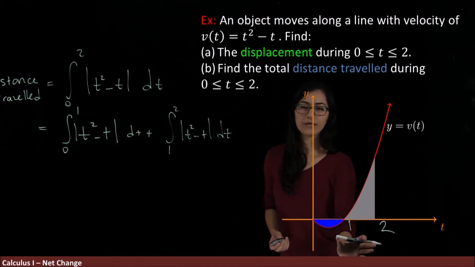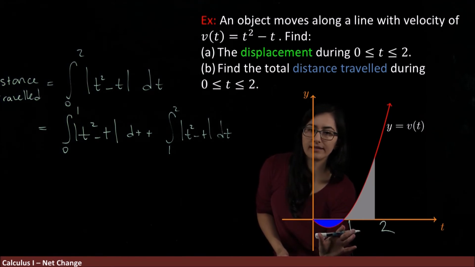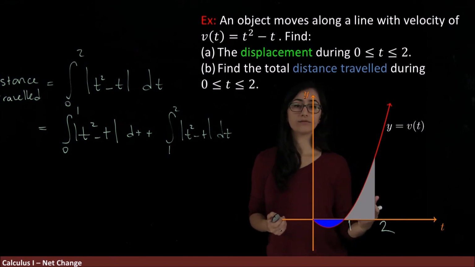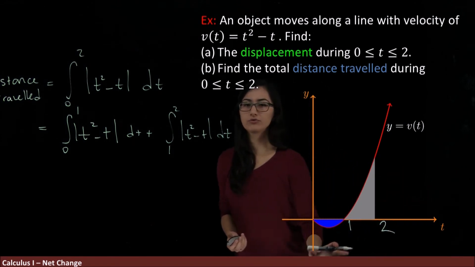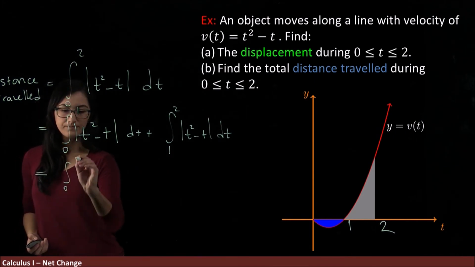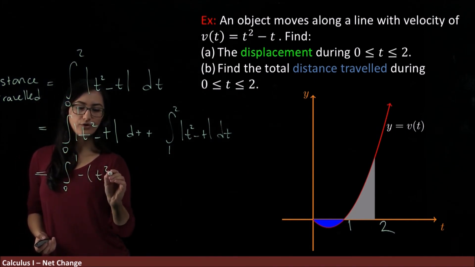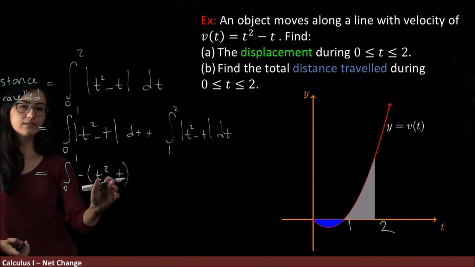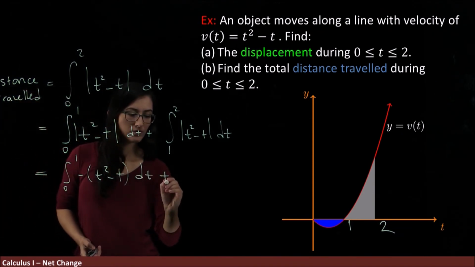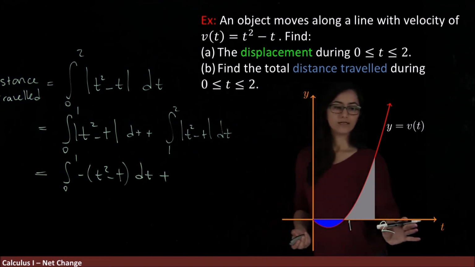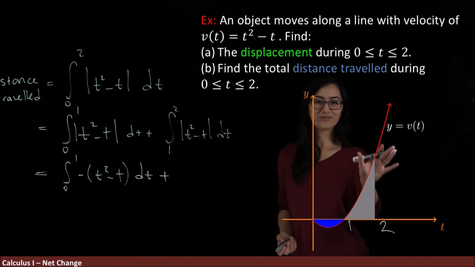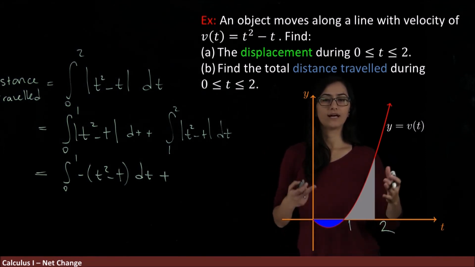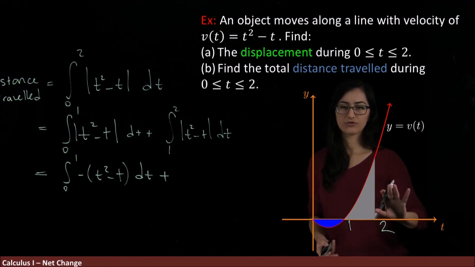So as we pointed out here, t squared minus t, since it's getting negative values, the absolute value of a negative number would be the negative of that negative number. So here the absolute value is going to equal just the negative of t squared minus t. So that's going to be just t minus t squared. And t squared minus t is getting positive values here. So since it's getting positive values, we can just drop the absolute value. The absolute value of t squared minus t is going to equal t squared minus t in here.